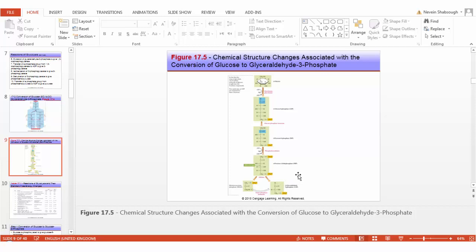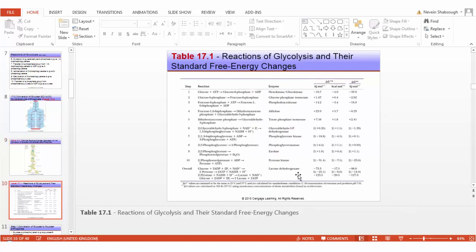Now we will go through each reaction alone, but first let's look at the 10 reactions of glycolysis with their standard free energy changes. Notice that here we have 2 values. We have delta G naught and delta G naught prime. Now for biochemical reactions, delta G naught was modified. All reactants and products have 1 molar concentration except hydrogen, it is modified to have a value of 10 to the minus 7 molar so that the pH equals 7, not 0.